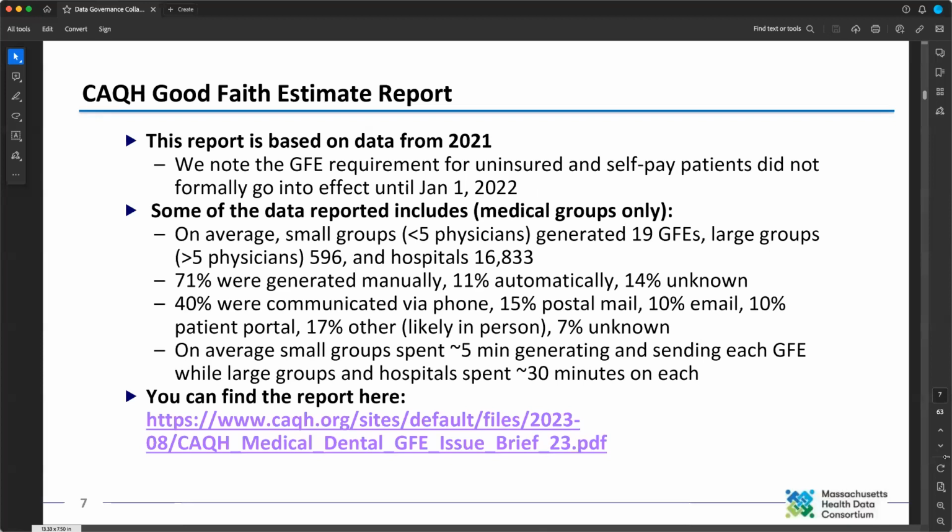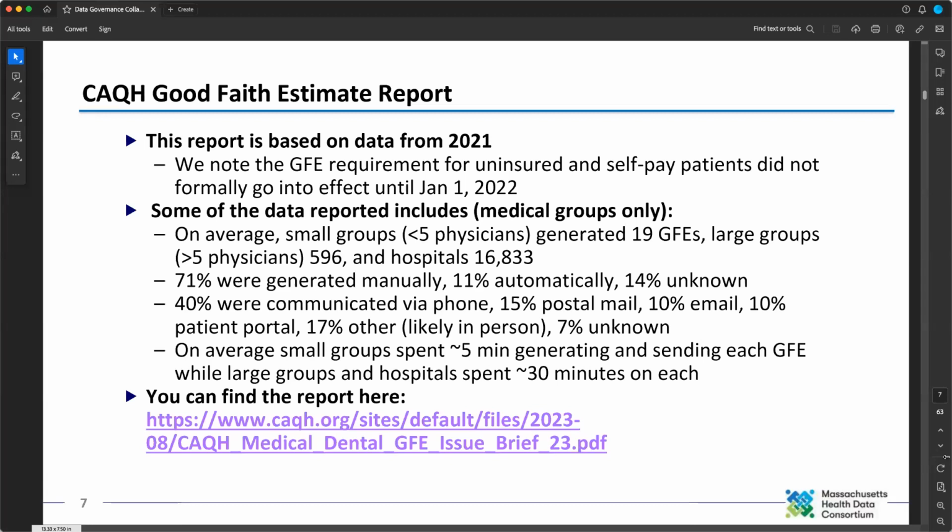So clearly this is just very baby steps into a program of this sort, which again makes sense because the actual law, the actual regulations were not in effect yet. So of the GFEs that were actually generated, 71% of them were generated manually, 11% used some type of automation, and the other 14% they don't know. Well, another 14% they don't know about. I think there was 3% that were put in some kind of other category, or something like that.